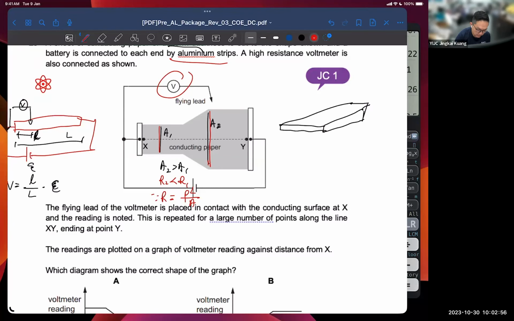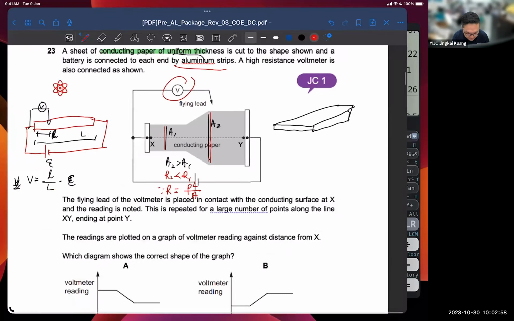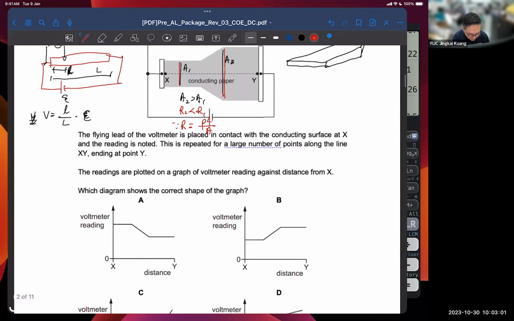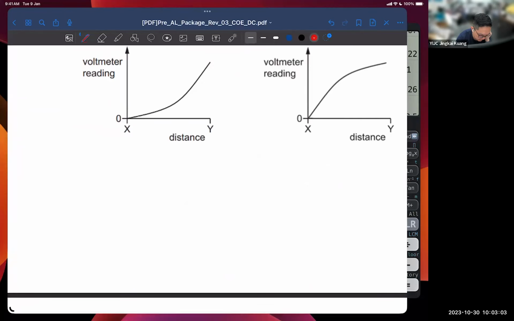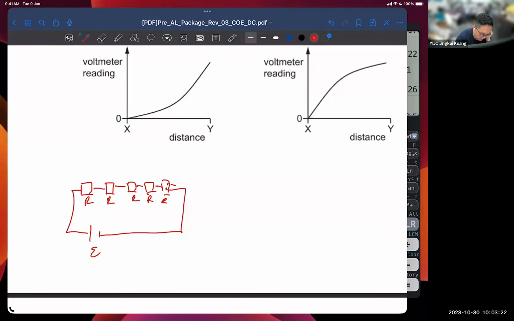Okay, so how does this circuit work? Let's say I give you a circuit with even resistances, so all of them have the same resistance R. Then connect them up, take one cell like this, let's say this is E. If I take a voltmeter reading and put it across here, this one will be E over 5.